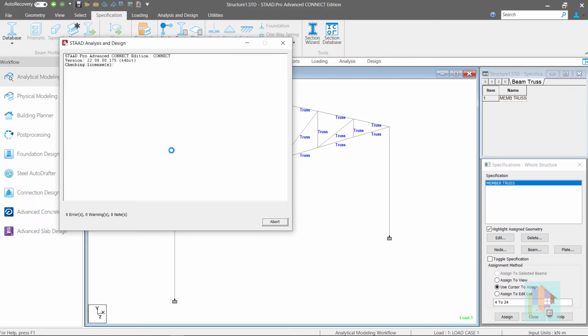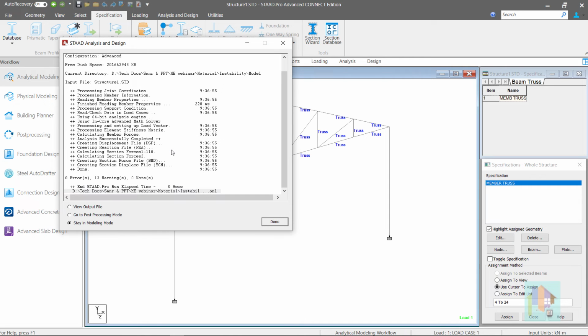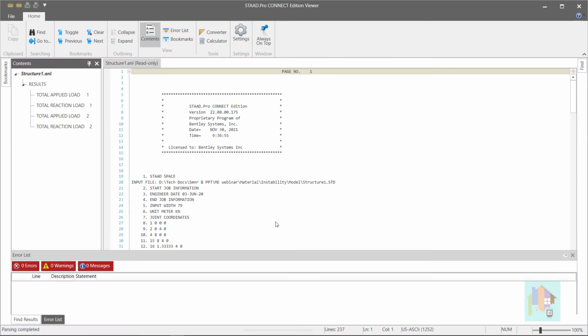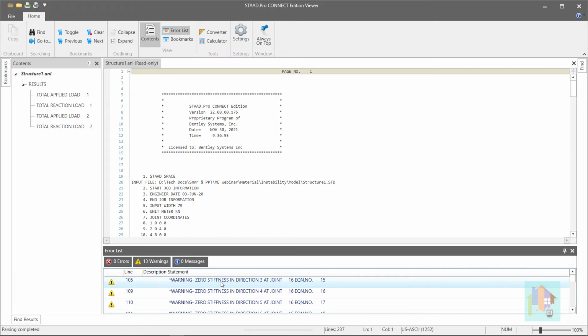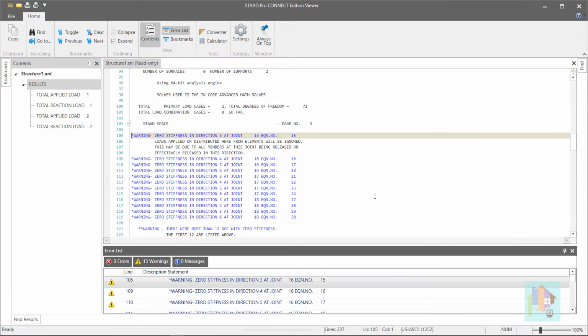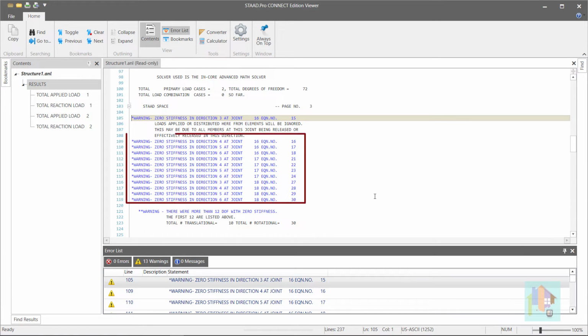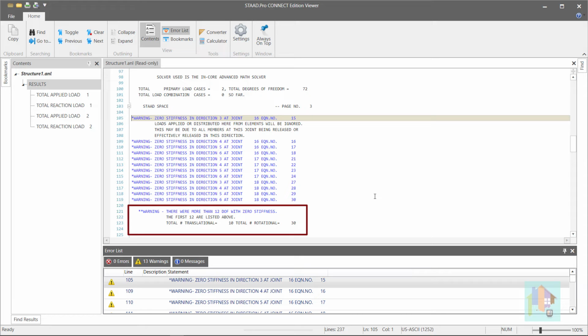After analysis, we can notice that there are 13 warning messages reported in the output related to the zero stiffness condition. There are 12 warnings for zero stiffness condition. Each direction and node number are reported here, and another message indicates that there are more. These nodes and directions are not the only problem; there are several others which are not reported.